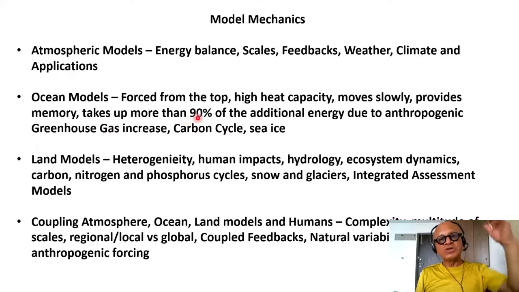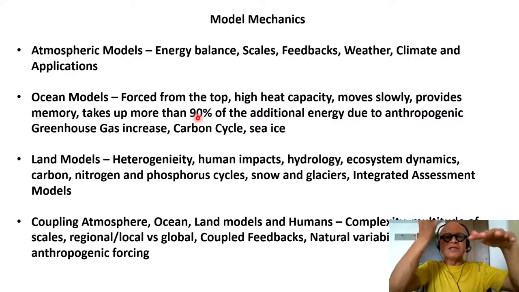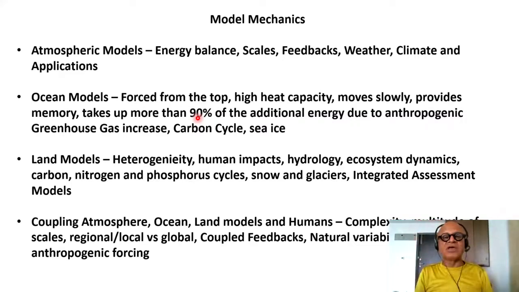Ocean models, ocean is forced from the top. The forcing from the bottom or interior is not very significant, other than the mixing caused by sloshing of the tides, and the tides hitting mountains in the ocean and creating mixing. Ocean has very high heat capacity and provides all the memory for the climate because of, as we said, the predictability of the second kind. It moves slowly, and takes up more than 90% of the additional energy and 25% of the CO2 that's being emitted. So those are the kind of issues, and the carbon cycle becomes important as well.